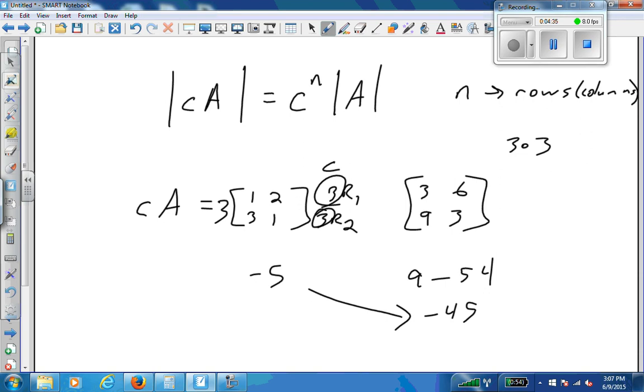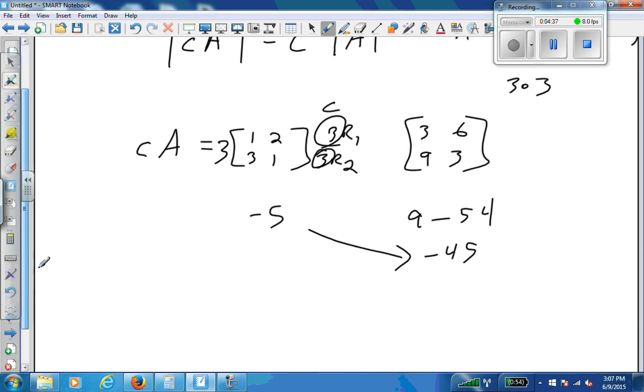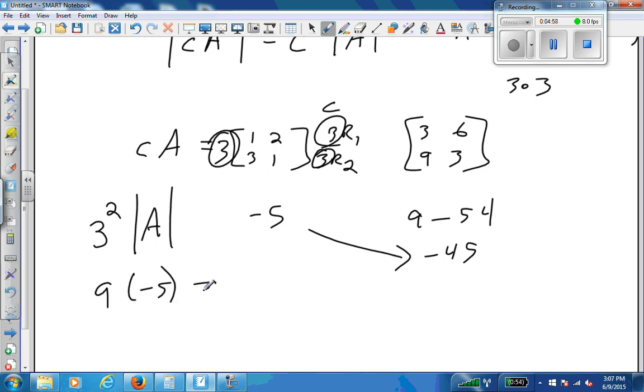So our new determinant is 9 times our original. Notice what we did. We multiplied our matrix by a scalar. It had 2 rows or 2 columns. So we did our scalar 2 different times and multiplied that times our original determinant. 9 times the value of our original determinant gave us the value of the new determinant.